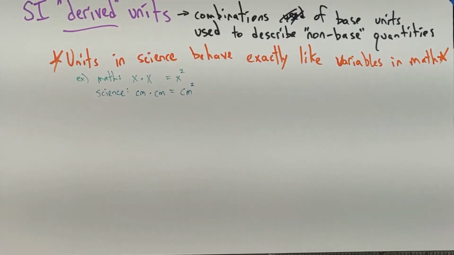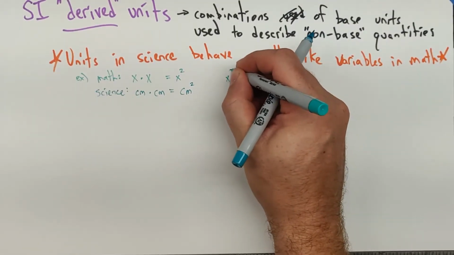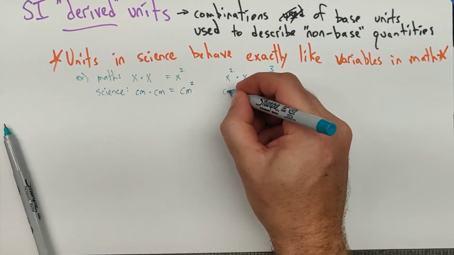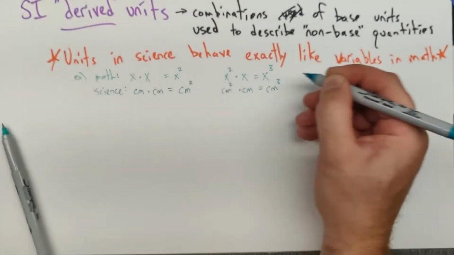Or similarly, you could have something like x squared times x. And when you multiply variables of like term, you add the exponents. So this will give you x to the third, right? And so you could have centimeters squared times centimeters, and that would give you centimeters cubed, all right?